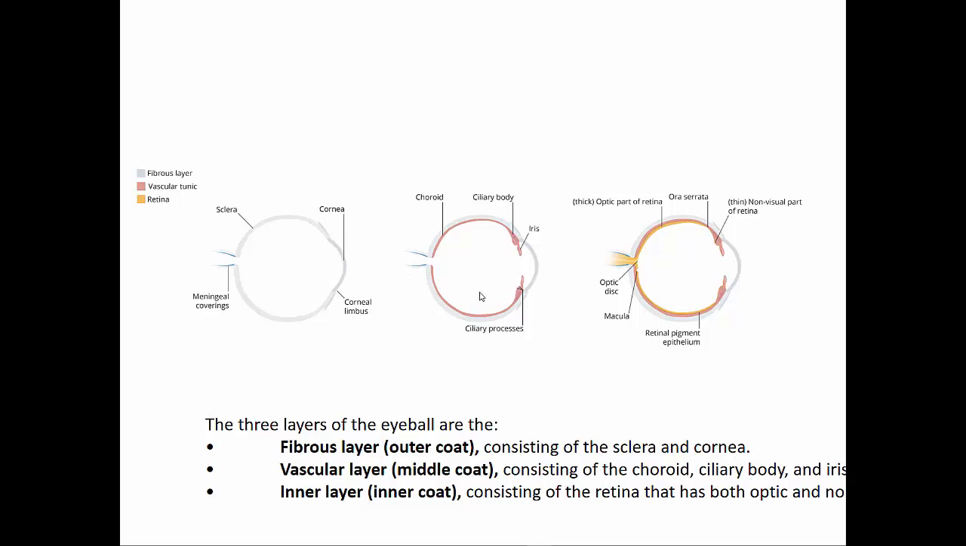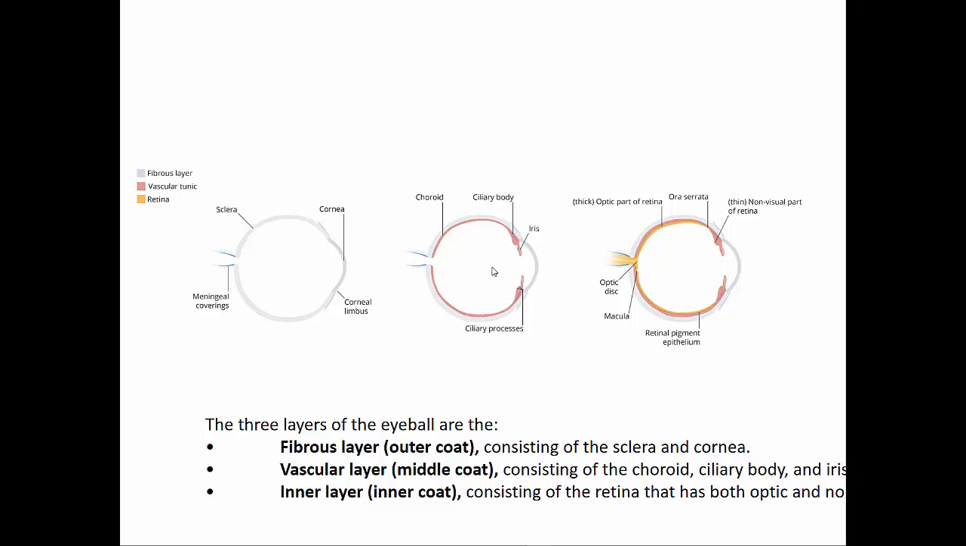The second layer here is the vascular layer. Okay, so you can see here is the vascular layer, also called the middle coat. And in here you have something called the choroid, the ciliary body, and the iris. So the choroid is a usually dark reddish brown layer that's between the sclera and the retina. You can see the retina over here on the right. And it has a pretty well pigmented and dense vascular bed.